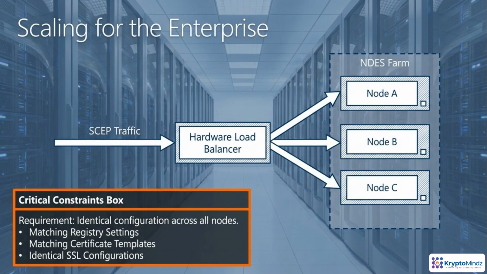At enterprise scale, the load balancer becomes the single logical endpoint for all SCEP traffic. That means every NDES node behind it must behave identically, or clients will experience random, hard-to-reproduce failures. Treat the farm as one appliance: same registry configuration, same bound certificate templates, and the same SSL settings and server certificates on each node. Any drift breaks affinity and can corrupt transactions. Use configuration management, scripted builds, and strict change control to keep these nodes perfectly aligned over time.